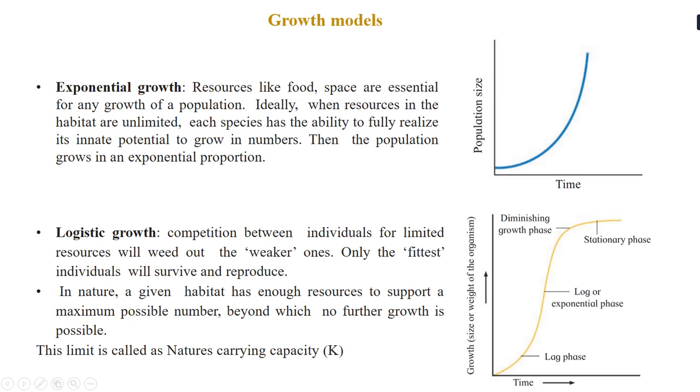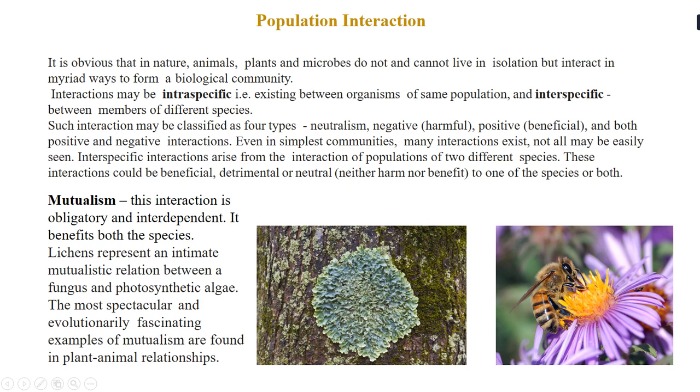Now a plot of this population density N related to the time t results in a sigmoid curve. This is known as a sigmoid curve, which is seen in the logistic growth. So these are the two growth models that you have to study. Next, let us move to population interaction.